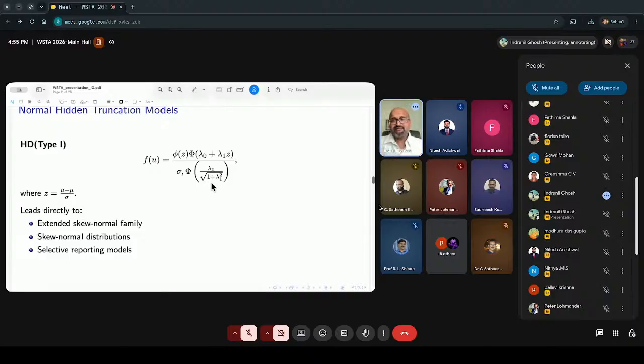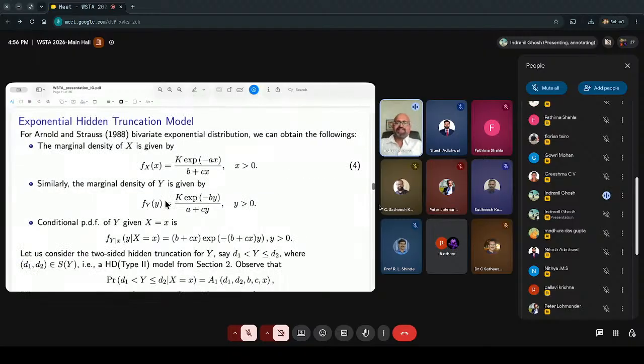in case of normal components, it is an issue. But you can imagine hidden truncation happening in normal components. It could be extended skew normal distribution, families of skew normal, or selective reporting models. So there are instances where it could be within the framework of hidden truncation, HD type 1.